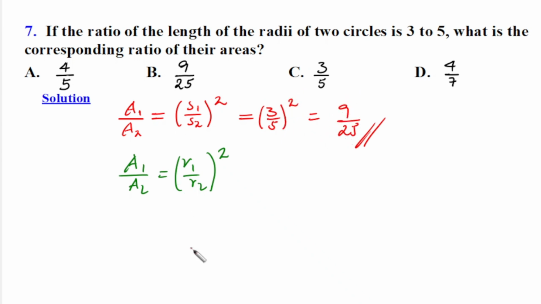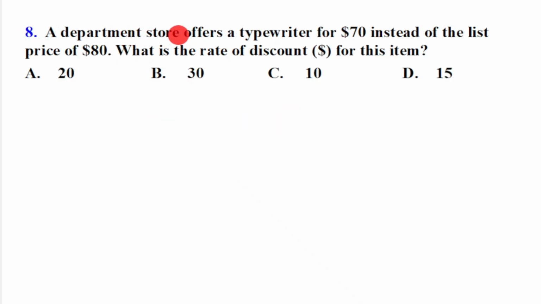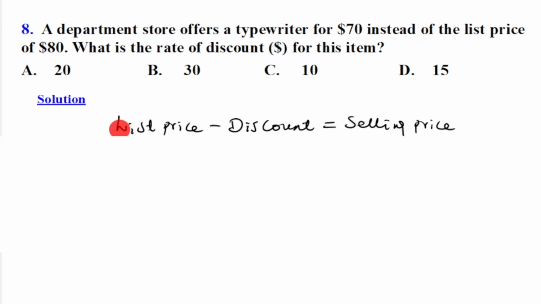25. So the answer is B. 8. A department store offers a typewriter for $70 instead of the list price of $80. What is the rate of discount for this item? So to answer this question, we use this formula. List price minus discount is equal to selling price.